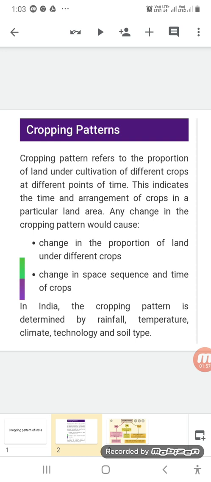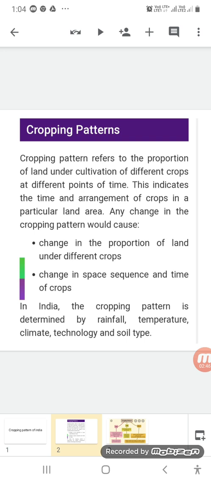This cropping pattern indicates the time and the arrangement of crops in a particular land area. Rather, we can say this is the yearly sequence and the spatial arrangement of sowing and fallowing on a given area. Students, any change in this cropping pattern can cause a change in the proportion of land under different crops. It can also change the space, sequence, and time of crops. These two changes can occur.